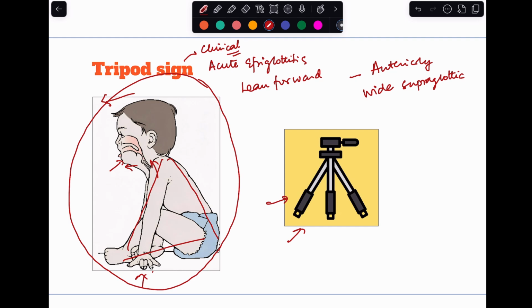Now, what is a classic triad of symptoms that we see in a case of acute epiglottitis? We'll see that the patient will have drooling, then they will have dysphagia, and the third is they will have respiratory distress. And as we mentioned, the common organism over here is the Haemophilus influenzae type B.